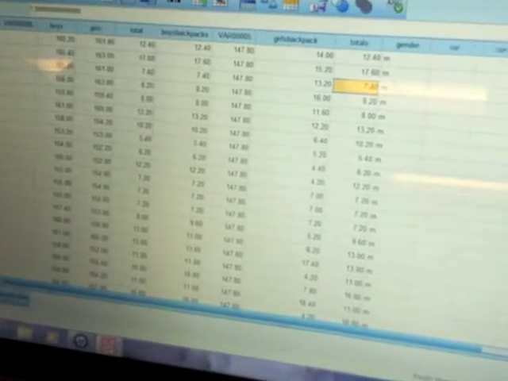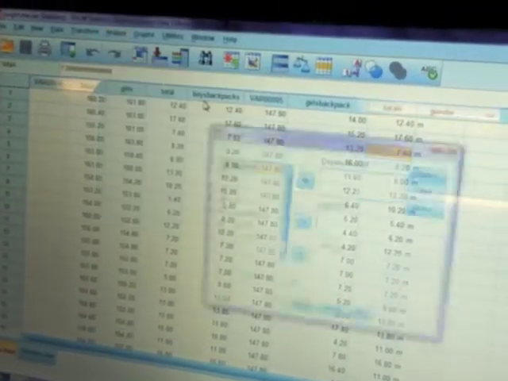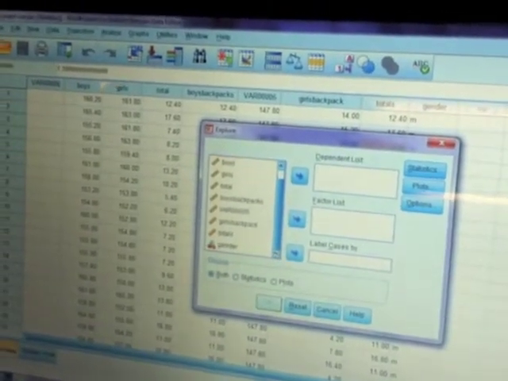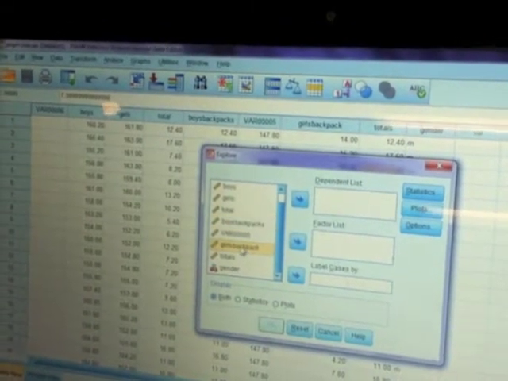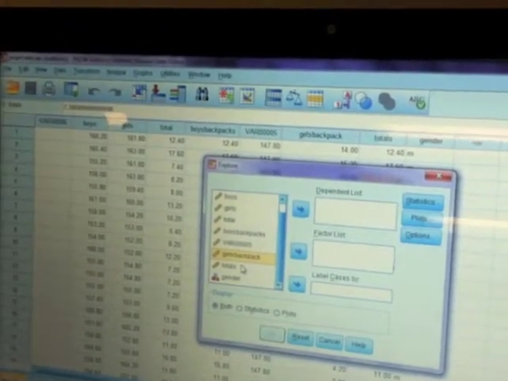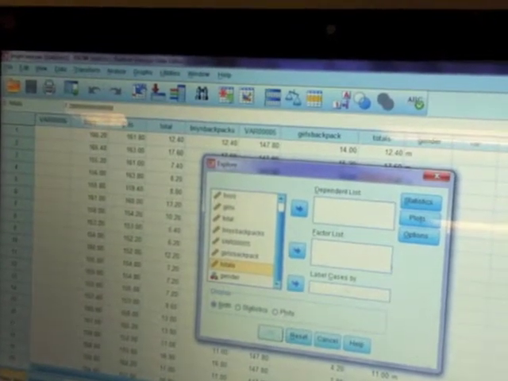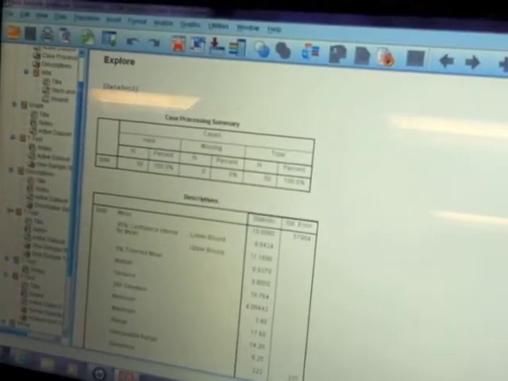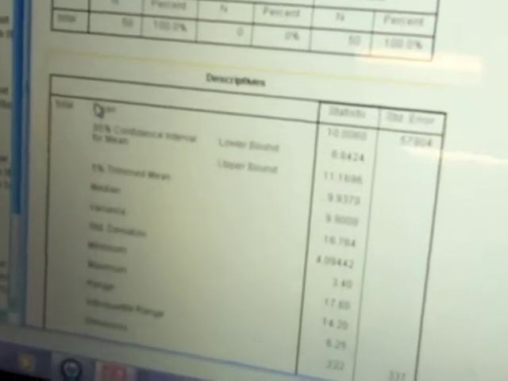Okay, for summaries, we have to go to Analyze, then go to Descriptive Statistics, Explore, and after that we enter it for each different one. So we enter one for boys, then one for girls, and after that we enter one for total of girls and boys combined, and that gave us our descriptive statistics. So here we have the total.